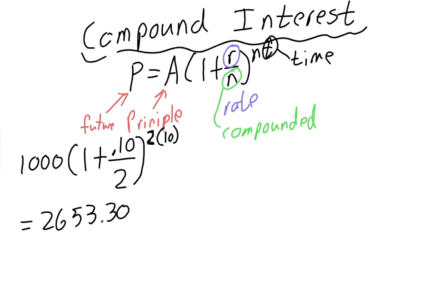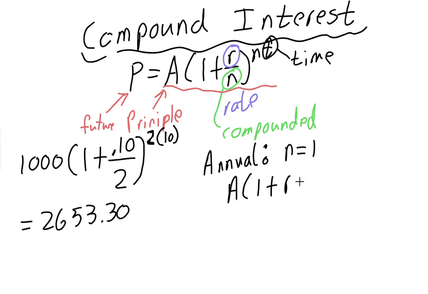Now wait, I said you only need this one equation. What about annual? Right? They give you a different equation for annual interest. Annual interest, though, that just means N equals 1. If you have this equation memorized, for N equals 1, that just becomes A times (1 plus R) to the T, which is exactly the equation they want you to memorize. I don't like that. I'd rather just memorize the first one.